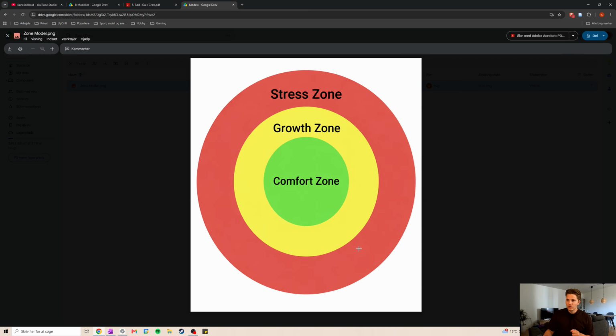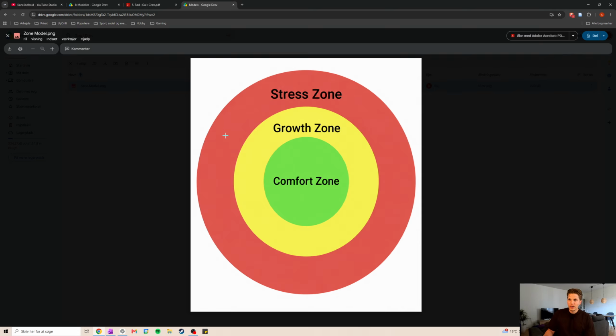So that's actually what we want to strive for when we're looking at this model. We want to strive to get out into the yellow area here, out of our comfort zone and into the growth zone in order to become better. But we don't want to go too fast, right? We want to find the right pace.